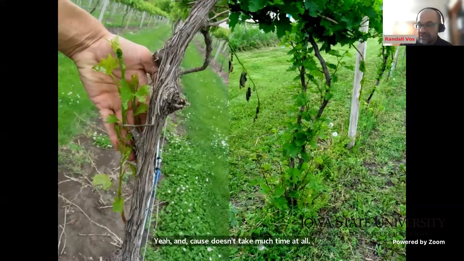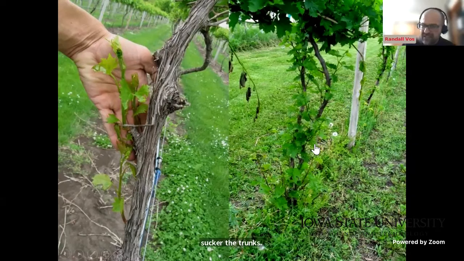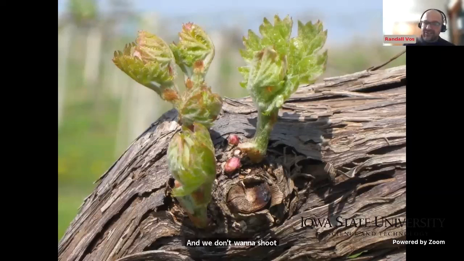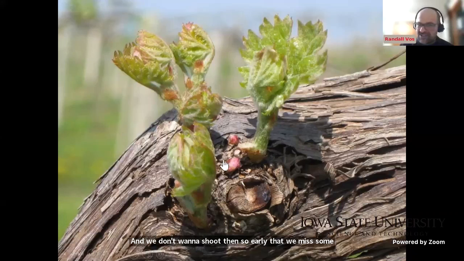So we like to sucker the trunks. That's pretty important, unless you need a new trunk. If you need a new trunk, you obviously leave a few. And we don't want to shoot thin so early that we miss some stuff. If you're looking at this part of this trunk or cordon, you can see there are actually 4 shoots growing there.